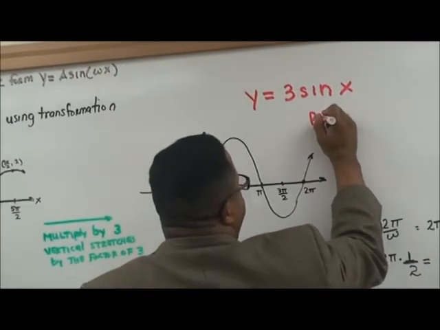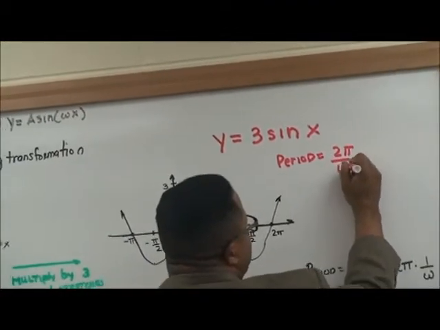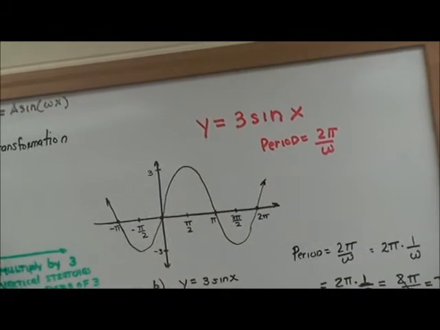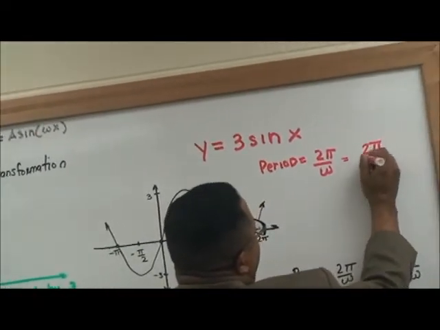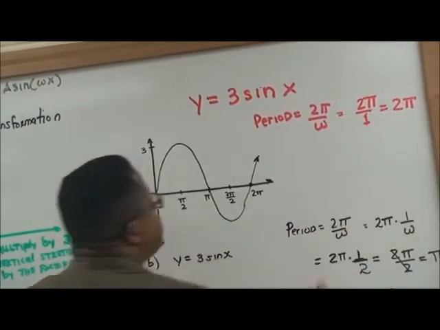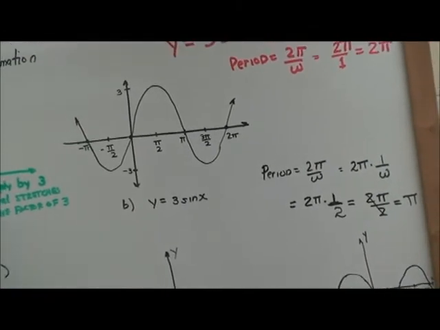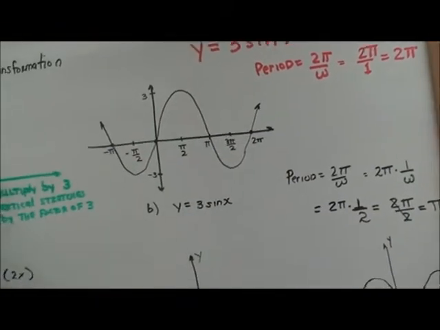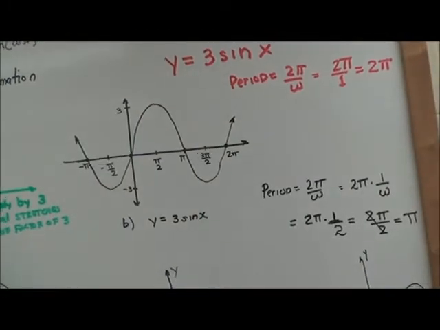Our formula for the period is equal to 2 pi over omega. 1 will be substituted in for omega. So 2 pi over 1 will still be 2 pi. So it doesn't really do anything with the period. Like I said before, it's a vertical transformation, it's a vertical stretch. So the period will still be the same in this particular case.